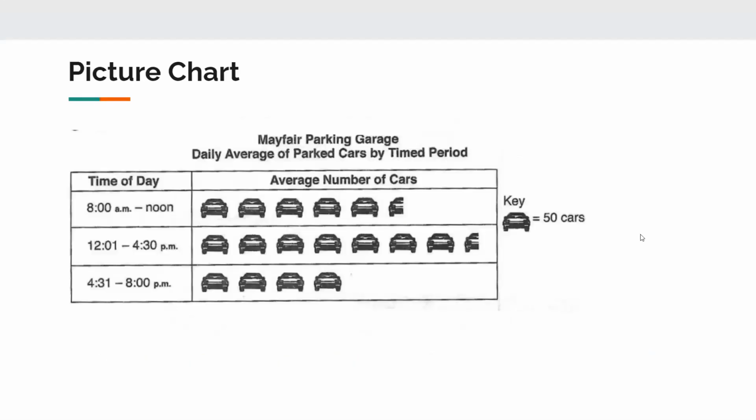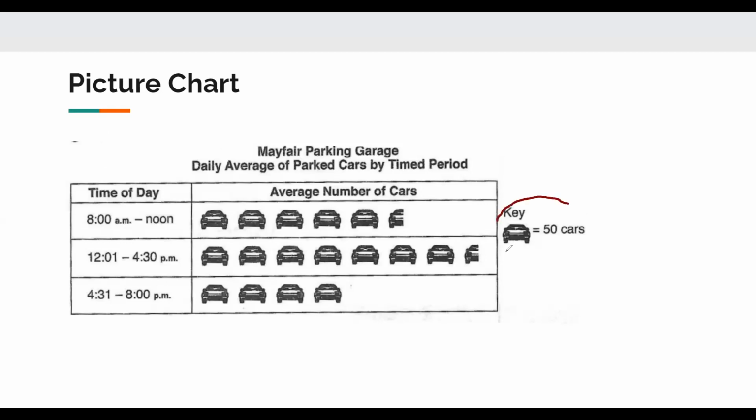A picture chart. This is a little bit different. In a picture chart, a picture, in this case of a car, represents a number of cars. So a picture of a car doesn't mean one car, it means 50 cars. So what we have here is a Mayfair parking garage, daily average of parked cars by time period. We have between 8 a.m. and noon. We have from 12:01 to 4:30, and then we have from 4:31 to 8 p.m. And our picture tells us about how many cars were parked.